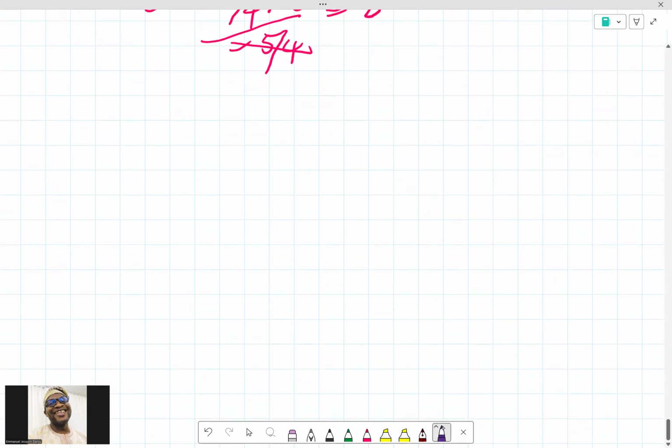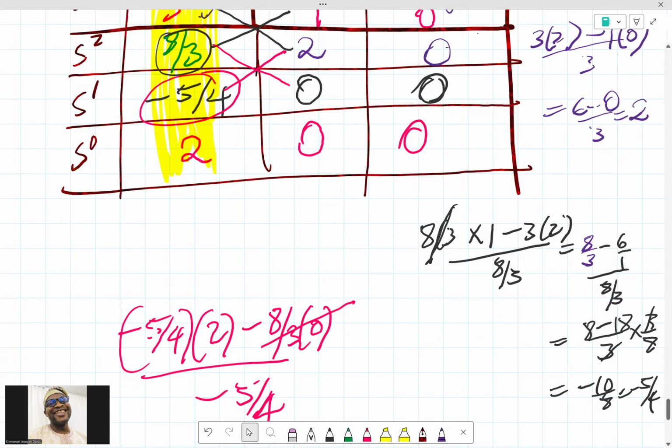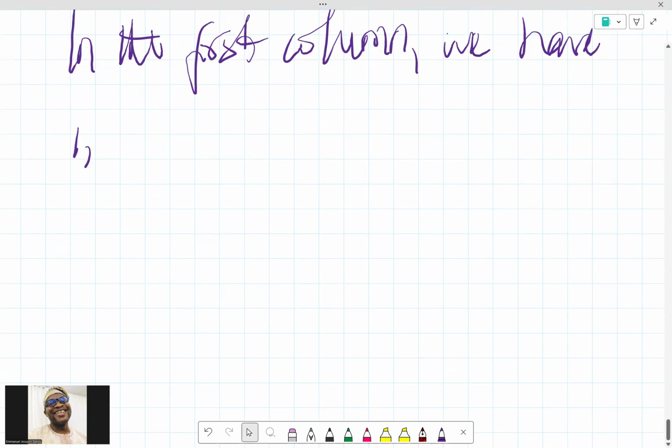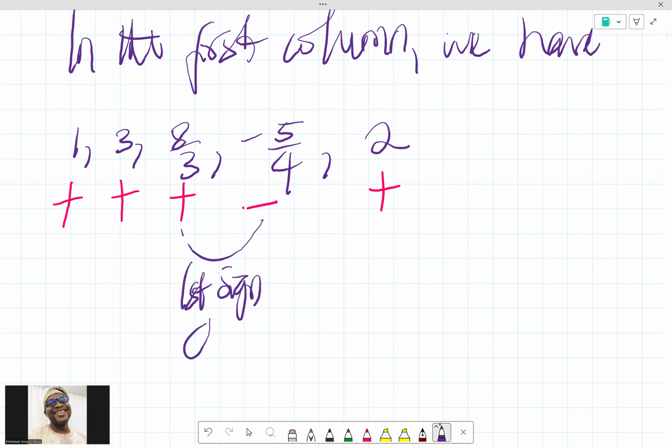So again, in the first column, what do we have? We have 1, 3, 8 over 3, minus 5 over 4, and then 2. So what does that mean? This is positive, this is positive, this is positive, this is negative. That's a sign change right there, and this is now positive. So we have 2 sign changes. This is the first sign change. Now from minus to plus again, we have a second sign change.